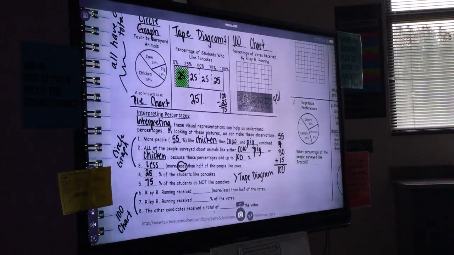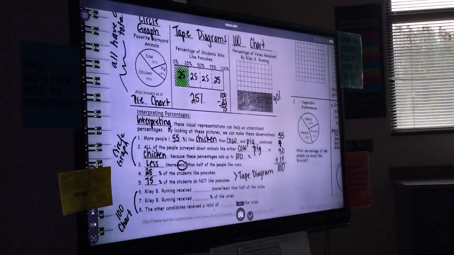All right, the hundreds chart. Again, I want you to work with your group members on 6, 7, and 8. Stand up when you're finished.